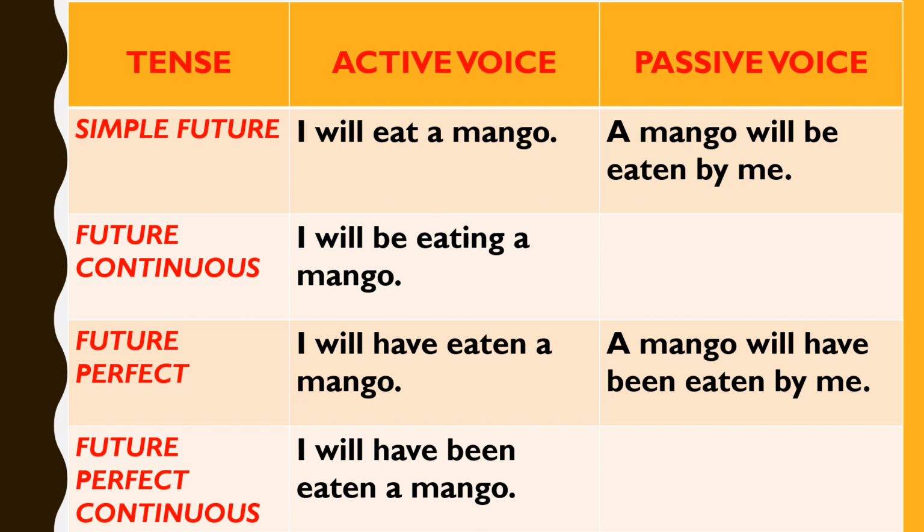Now let's see the transformation of sentences in future time, right? So here we know already that future continuous and future perfect continuous can't be transformed into passive voice. So let's go with the example of simple future, that is I will eat a mango. In this sentence, will is a modal auxiliary, right? So it may be will, shall, should, may, might, any of the modals.